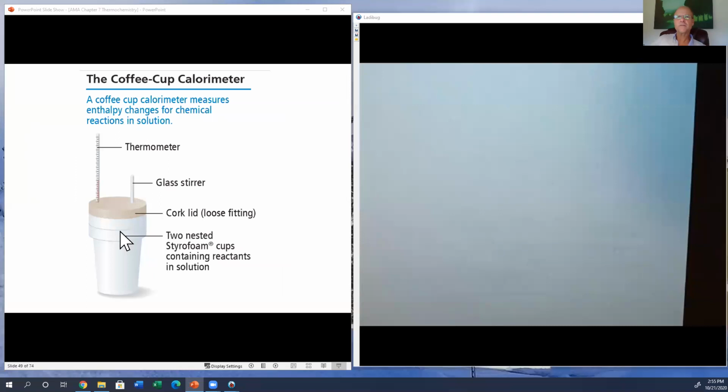So here's a typical coffee cup calorimeter. It's much simpler than the other one. You just have a couple of styrofoam cups that will insulate and not allow heat to transfer back and forth, right?